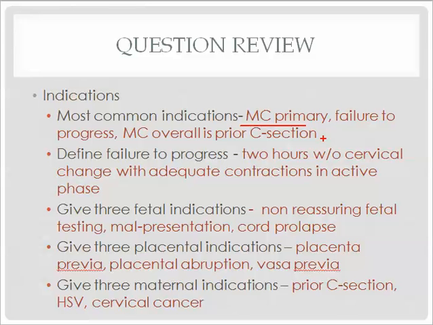What's the definition of failure to progress? That's 2 hours without cervical change with good contractions when you're in the active phase. So what stage of labor is the active phase in? That's in stage 1. So the latent phase and the active phase are both part of stage 1.